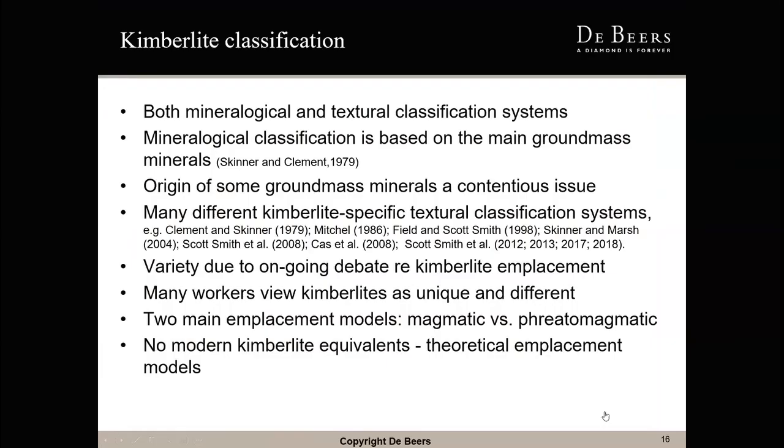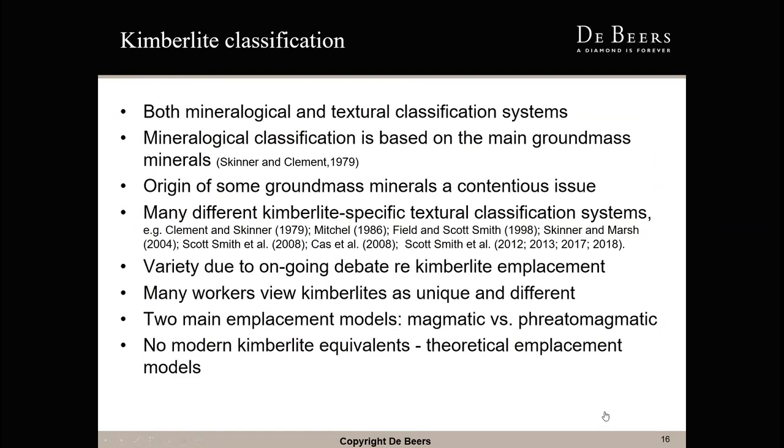There are both mineralogical and textual classification systems in use or available and have been published and written about. The mineralogical classification dates back to the late 70s, Skinner and Clement, and was largely based on the main groundmass minerals. But the primary nature thereof was quite a contentious issue. Initially in that paper, minerals such as serpentine and calcite were deemed to be primary.